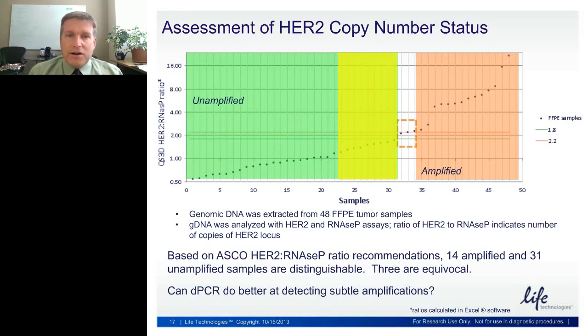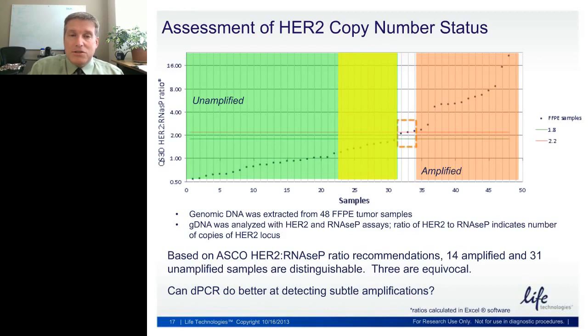In addition, if there are samples that are heterogeneous, in other words, that there are a few cells that have a high amplification in the background of a large diploid population, we would probably not be able to detect those either, since those ratios could be hidden in the sea of normal diploid samples.